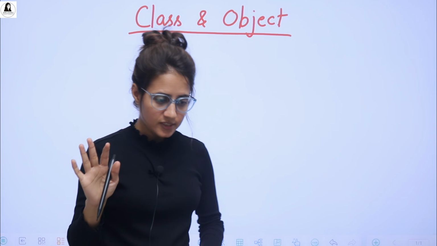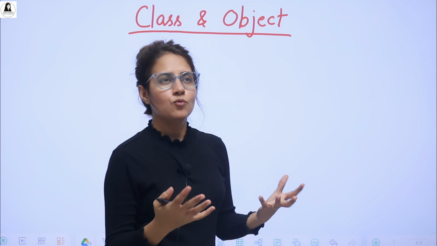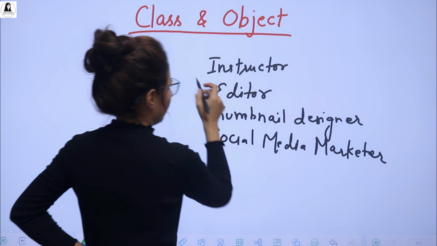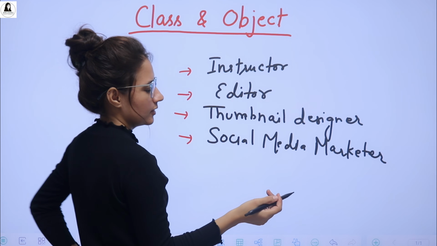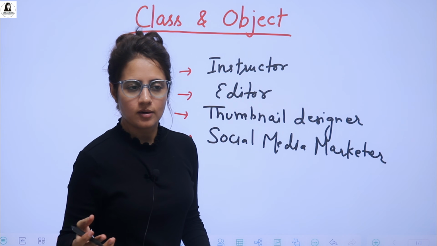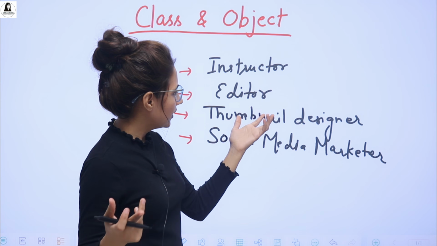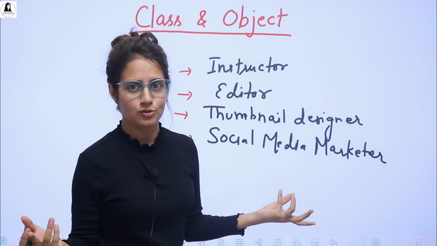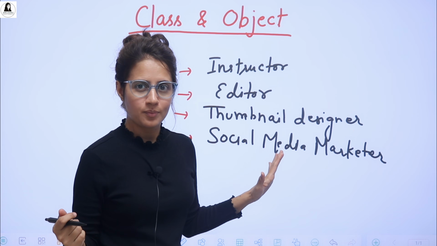See, suppose let's take one example. I have a YouTube channel. What we basically need to run a YouTube channel are these four things: instructor, editor, thumbnail designer, and social media marketer. If I have a small channel, then I am the instructor, I am the editor, I design my thumbnails, and I promote my videos. It's okay, I am everything here, a one-man army.